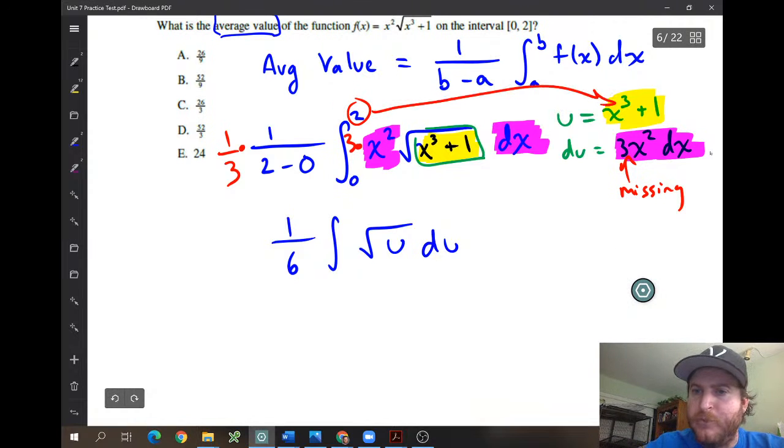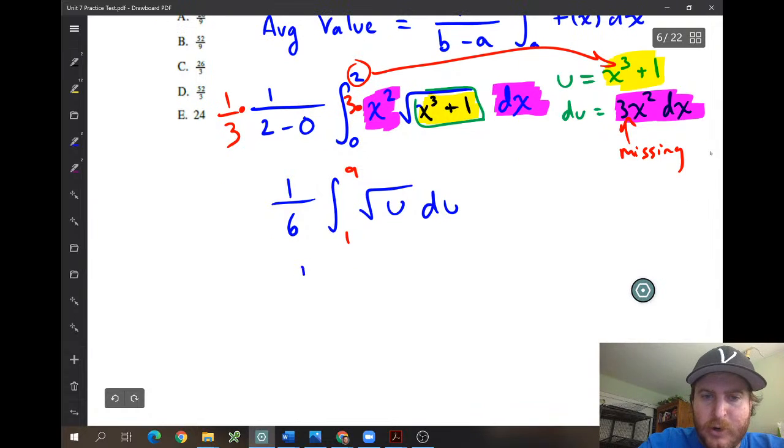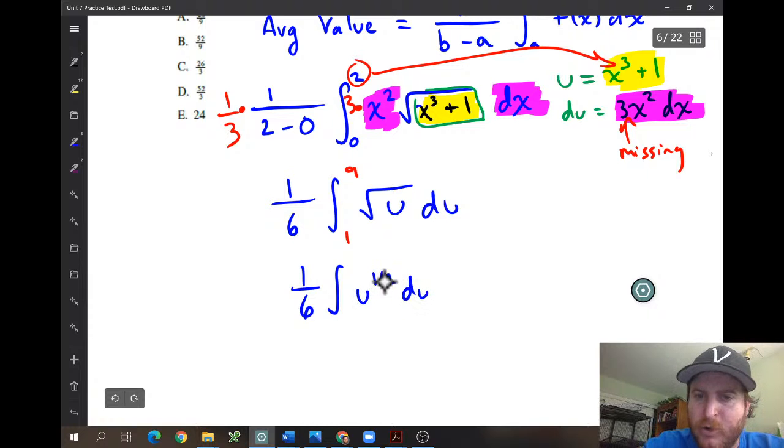To change them, you plug them both in for x. So 0 cubed plus 1 gives me 1. 2 cubed is 8, and 8 plus 1 gives me 9. Now, in order to take this integral, I'm going to change it into exponent form. So u to the half power, right? Instead of square root, u to the half power.